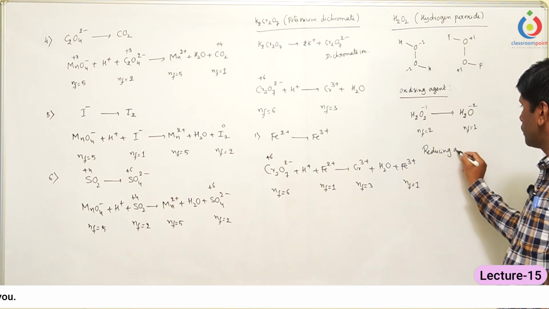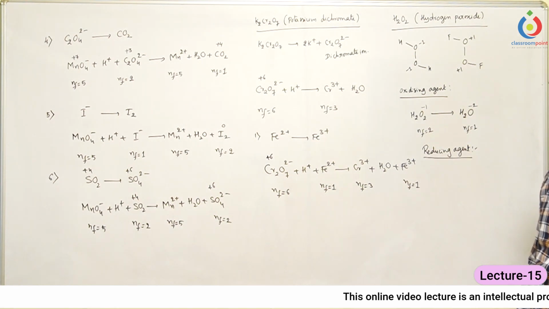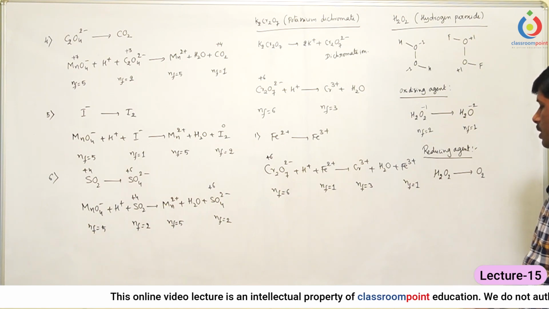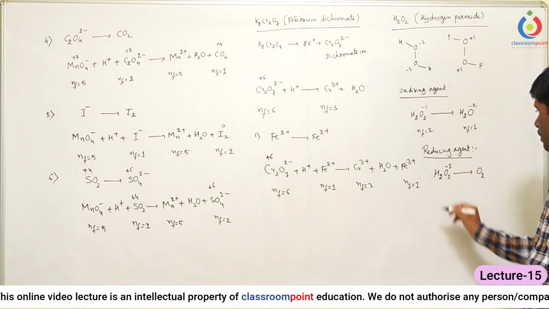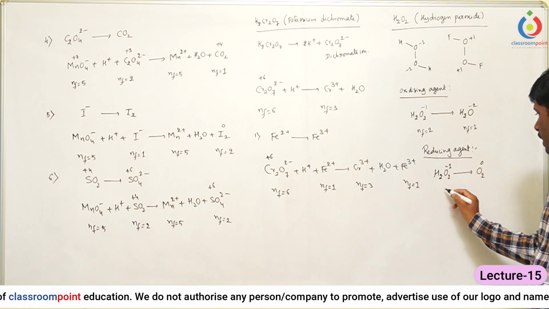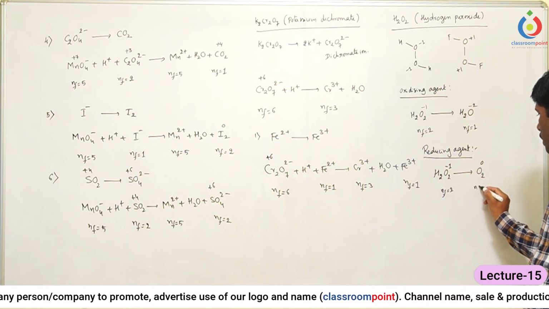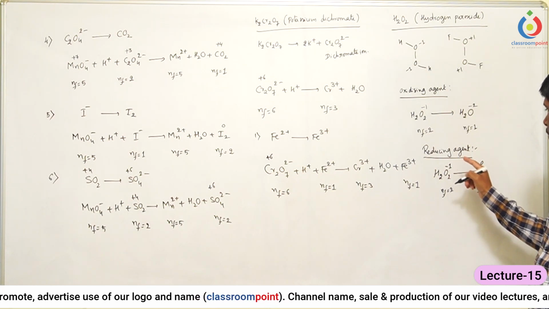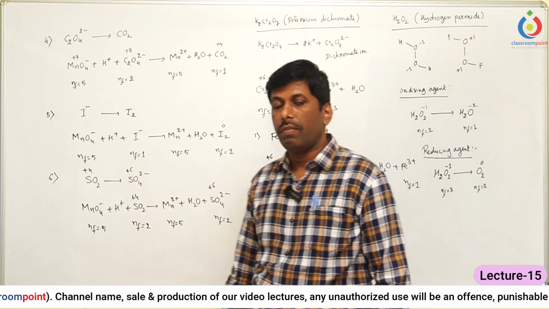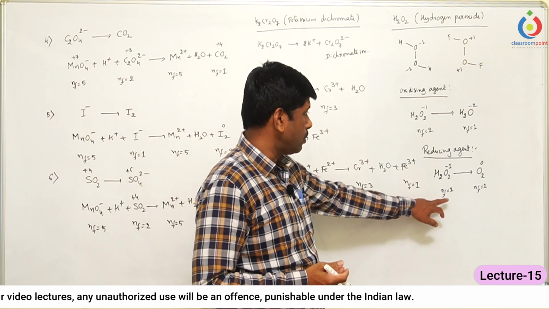Reducing agent. When it is acting as reducing agent, it gets oxidized itself. So H2O2 converts into oxygen. Oxygen oxidation state is -1, here 0, elemental form. So -1 to 0 difference is only 1. Since 2 oxygens are present here, n factor value equals 2. And from here to here also, n factor value is equal to 2, because one difference and 2 oxygens are present. So hydrogen peroxide n factor value, when it acts as both oxidizing agent as well as reducing agent, is always equal to 2.